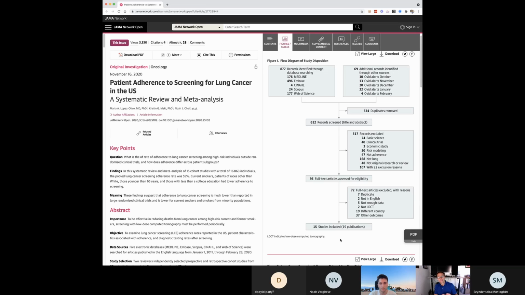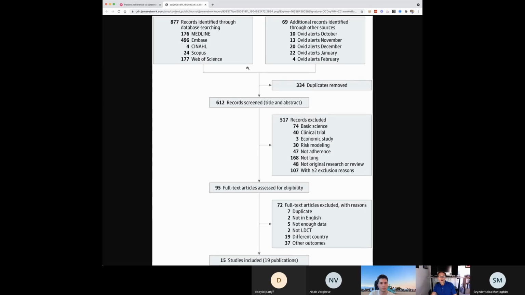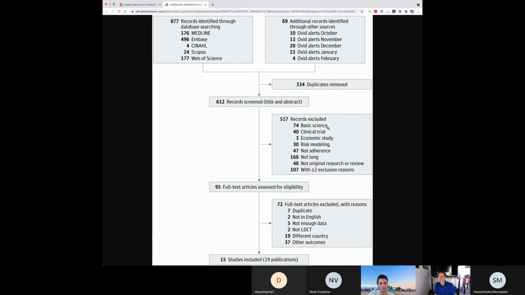So I think the better way to think of it is, what's your question? So this one is, how well do patients stick to lung cancer screening? Like a basic science, what is the basic science behind the actual neogenesis of the cells? That's not helpful. And an economic study, they didn't think was helpful. I personally think risk modeling might have been helpful, but they didn't. Obviously not lung, not adherence. And so whatever your question is, that's what's going to guide what you're going to take out.